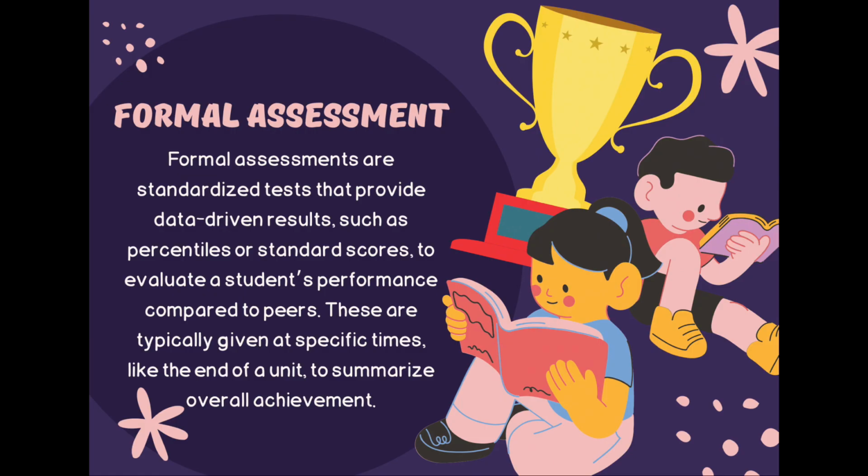So these are the kinds of tests that tell you things like whether a pupil is doing better or worse than other kids their age. They're usually given at certain times, like the end of a grading period or school year. Examples include big exams or reading tests with scores like percentiles or standardized scores.